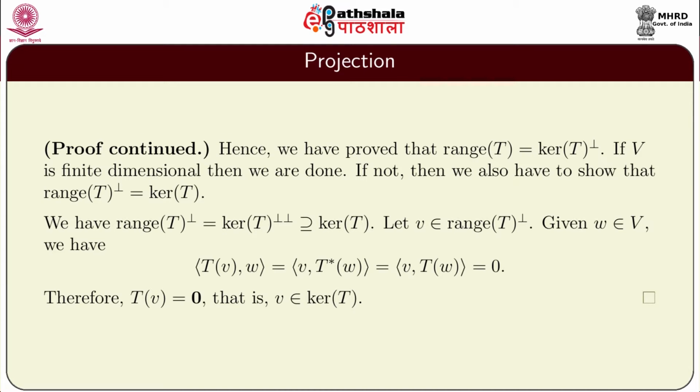Let us start with a vector v in range of T perp. Then given w in V, we have inner product of Tv comma w is equal to inner product of v comma T star w, which is equal to inner product v comma Tw, and that is 0. Therefore, Tv is 0, that is, v belongs to the kernel of T.